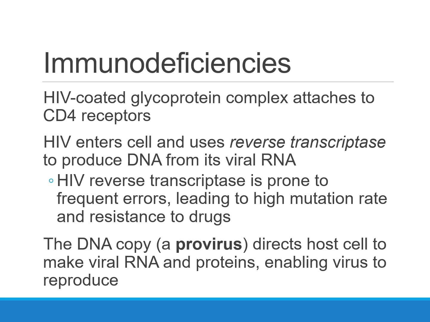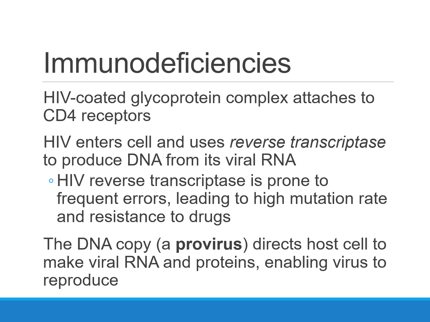HIV-coated glycoprotein complexes attach to the CD4 cells. The HIV enters the cell and uses the process of reverse transcriptase to produce DNA from viral RNA. So that's just the opposite of what we know. When we learned about transcription and translation in Chapter 3 of Bio 210, what we learned was that we take DNA and we are able to copy it into RNA to make protein. One of the challenges of figuring out how HIV was doing it was that they found out that it was actually doing it backwards. It actually goes from RNA to DNA.